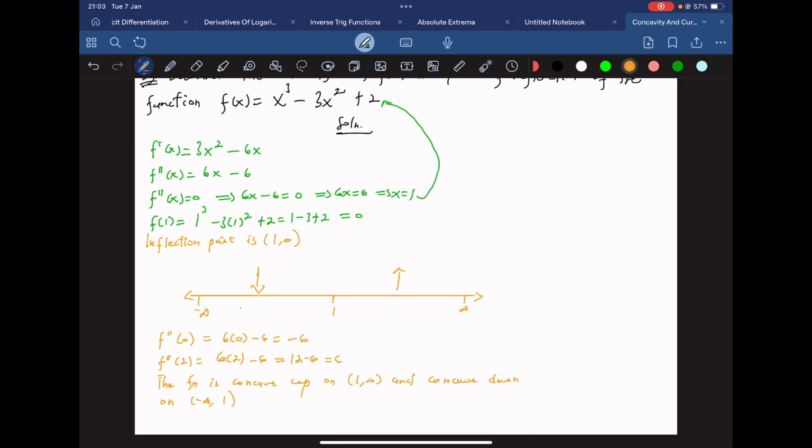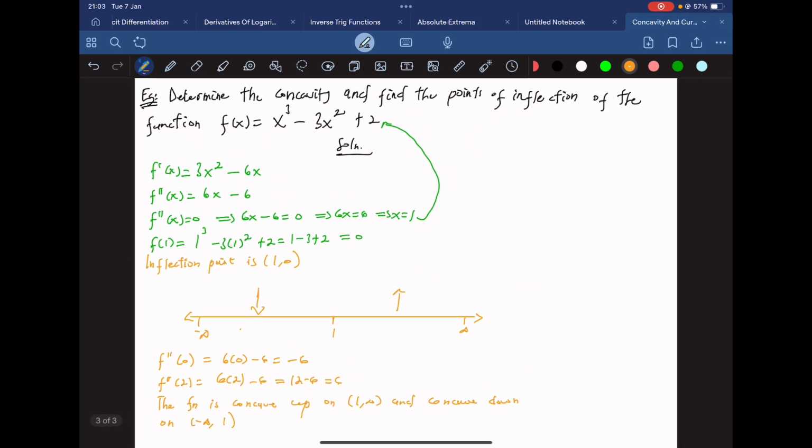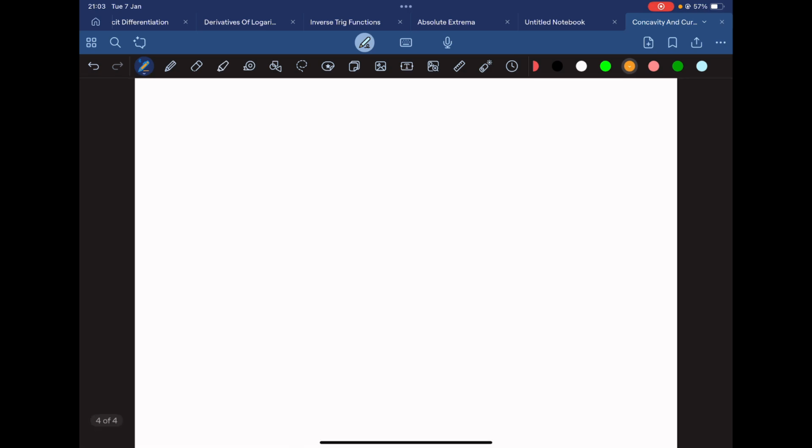So the only difference between this and finding where the function is increasing and decreasing is that concavity has got to do with the second derivative, and we also deal with the inflection point. But checking to see where the function is increasing and decreasing, remember, we deal with the first derivative and the critical point. So that's the basic difference between them. Let's look at a different example.